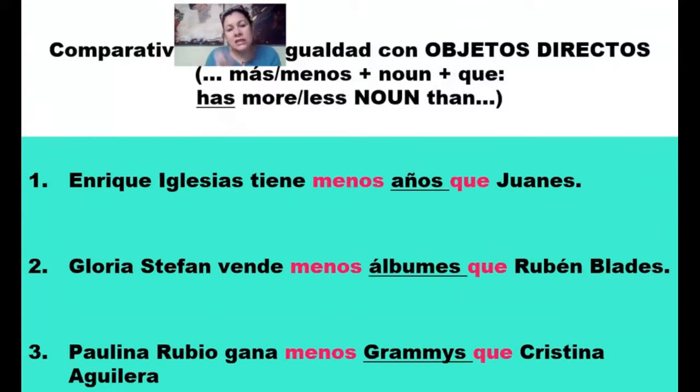The answer to that is our direct object, and that direct object is the center of this comparison, okay? So we're putting together the two direct objects of these two sentences via comparison. Enrique Iglesias tiene menos años que Juanes. We're not specifying, we are comparing, and in that comparison we are giving almost similar information. So Gloria Estefan vende menos álbumes que Rubén Blades, and Paulina Rubio gana menos Grammys que Christina Aguilera.